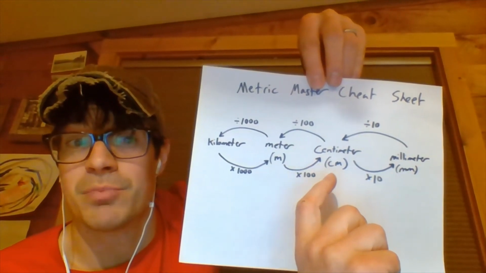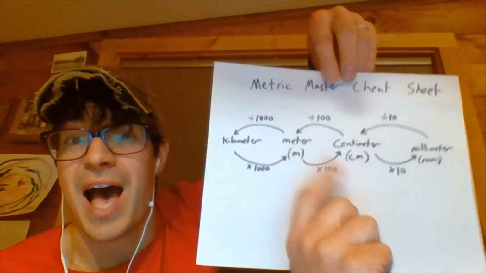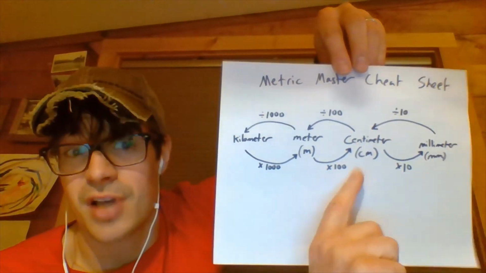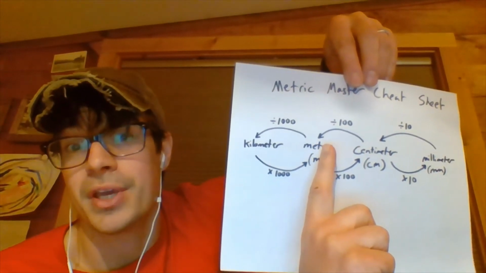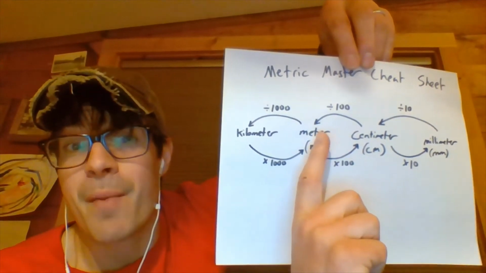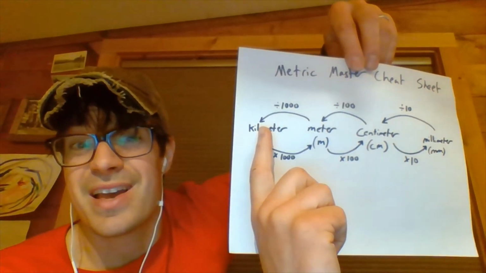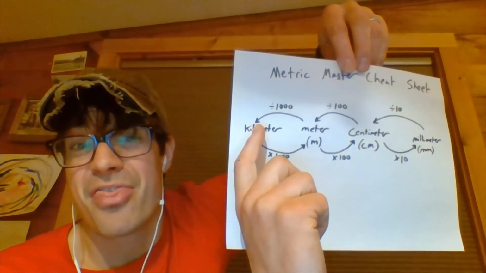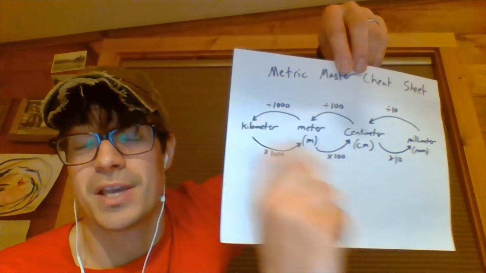If I have centimeters, abbreviation cm, up to meters, I need to divide by 100, because there's 100 centimeters in 1 meter. I'm putting them in groups of 100. If I put meters into kilometers, I go up and divide by 1,000, because 1,000 meters makes 1 kilometer.